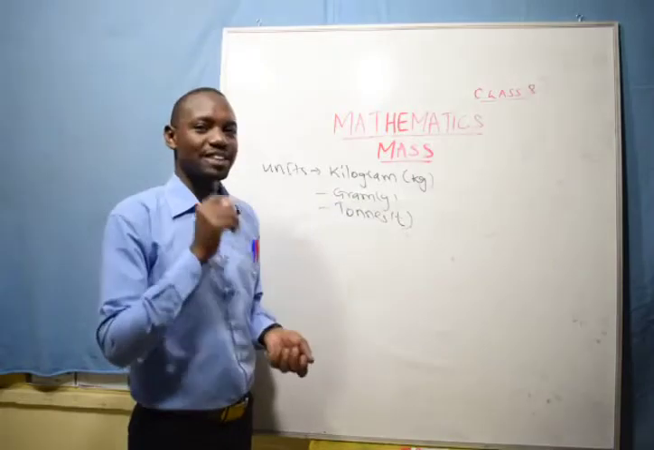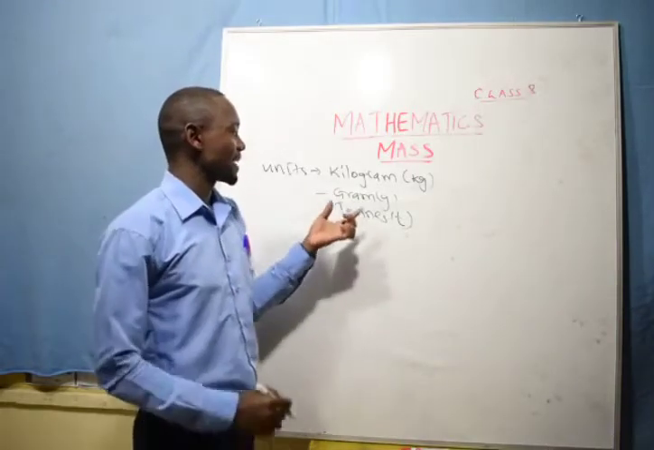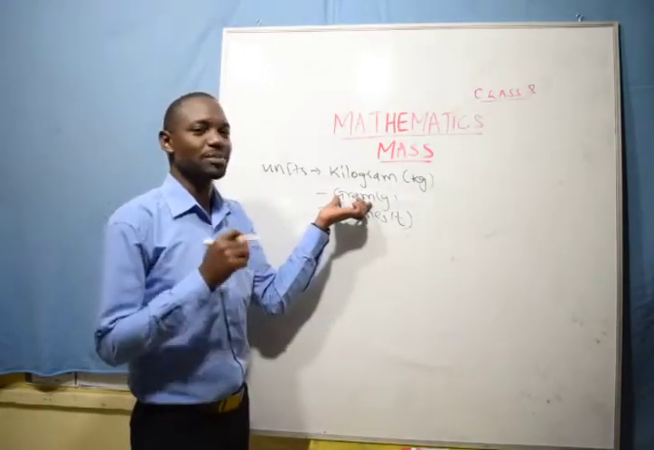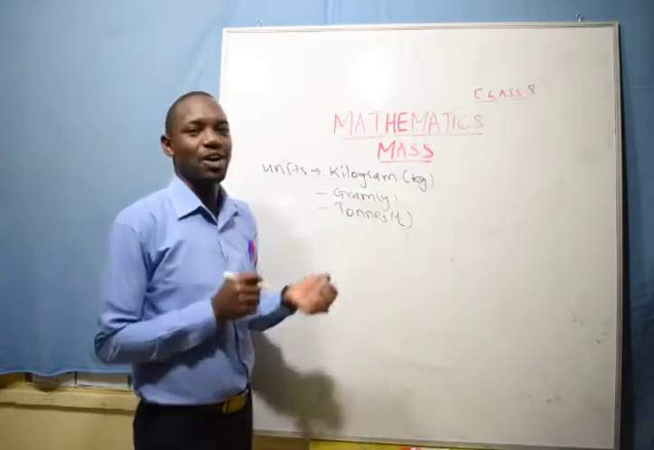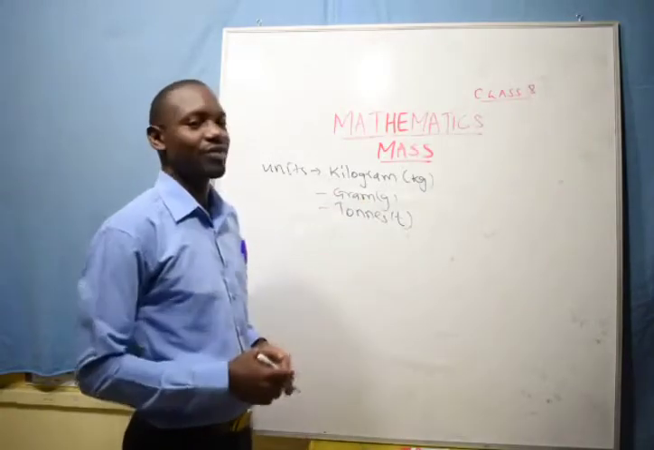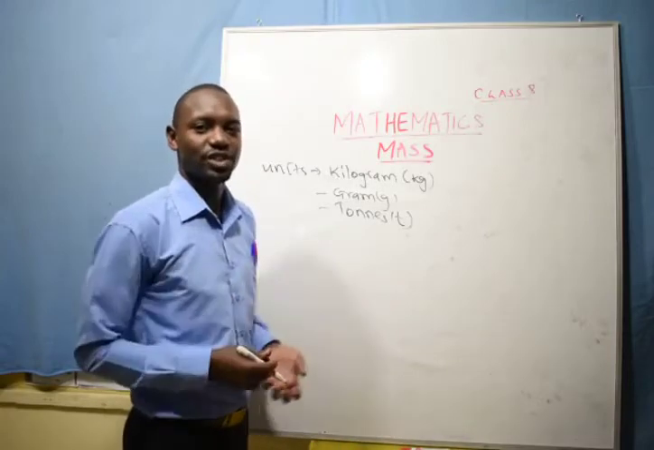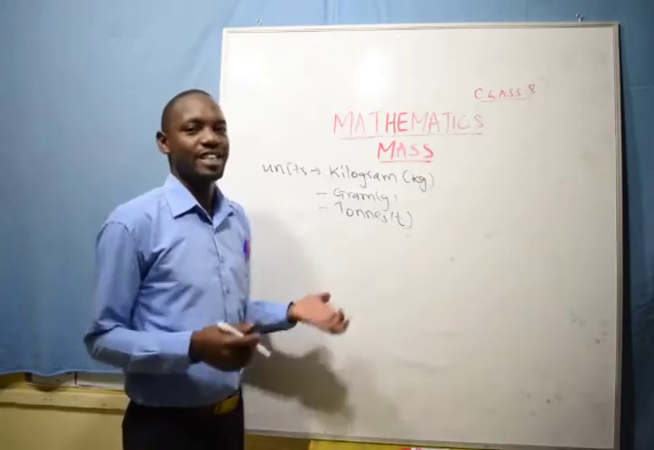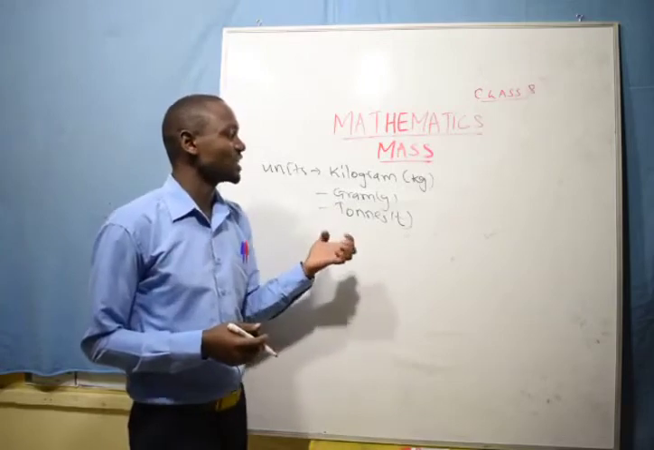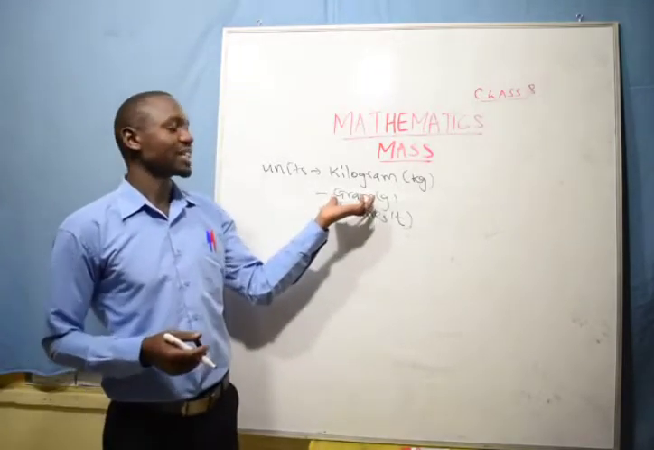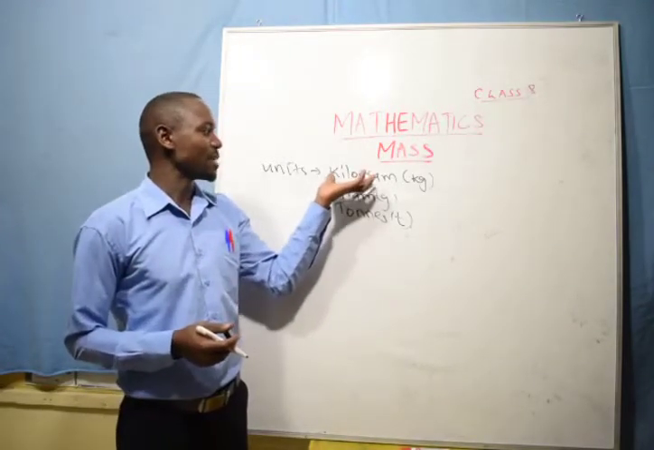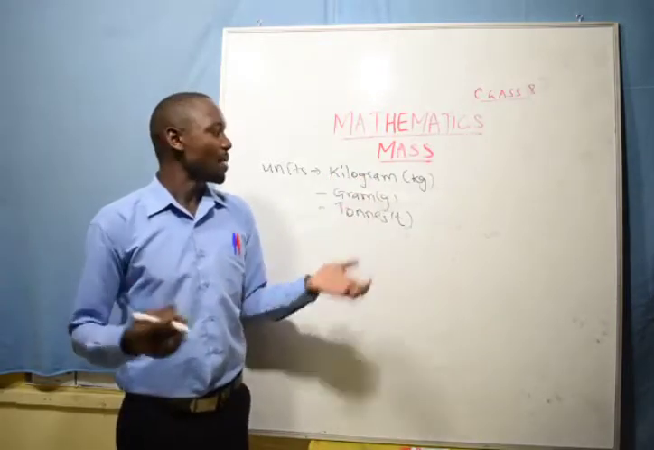Gram is the smallest unit of measurement in mass, it measures the smallest objects. For example, the mass of a pencil, the mass of a book, the mass of salt, the mass of tea leaves. Those very small quantities are measured using the gram. Then the kilogram is just for measuring the medium amounts.